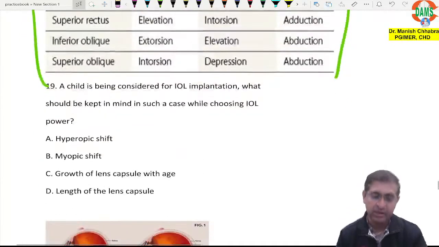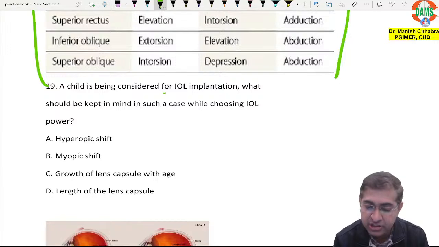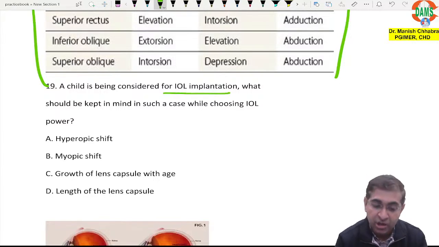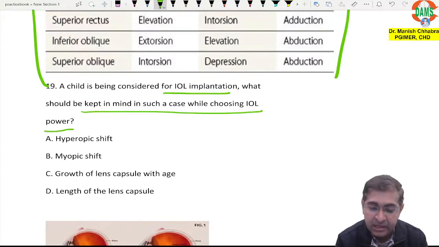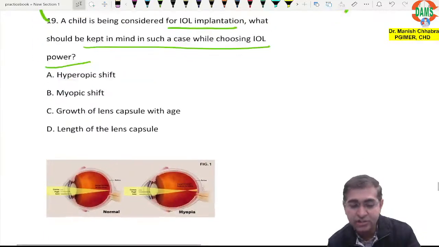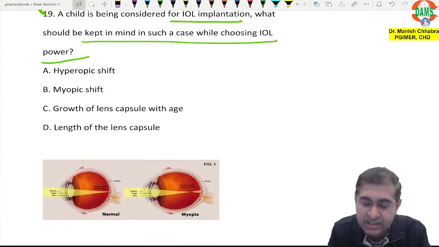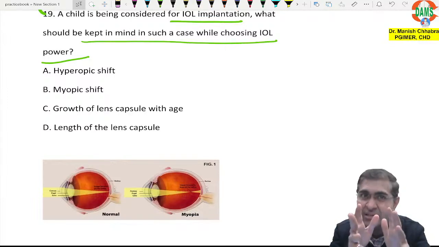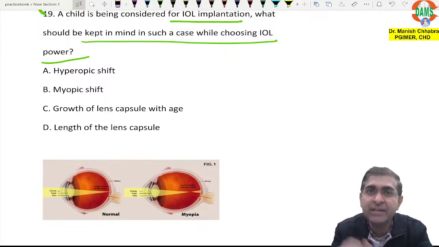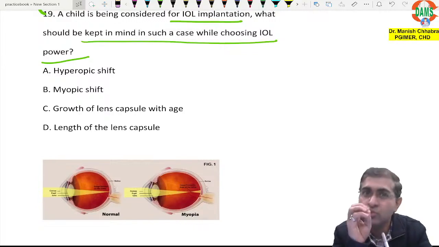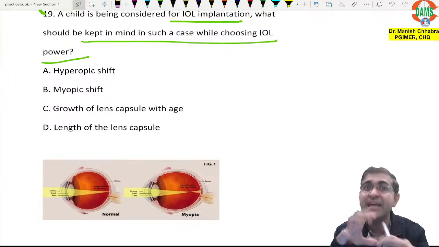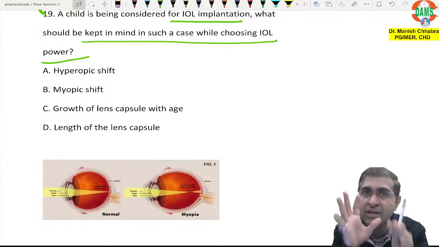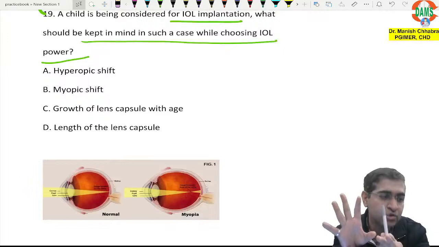Okay. Now a child is being considered for IOL implantation. What should be kept in mind in such a case while choosing IOL power? Now please understand, let us understand this. Now the size of the eye in a child is small. You want to operate the patient with the cataract. So you are going to perform biometry. Biometry is the calculation of the intraocular lens power. Just listen to me, okay?